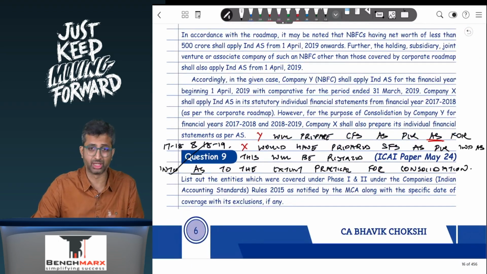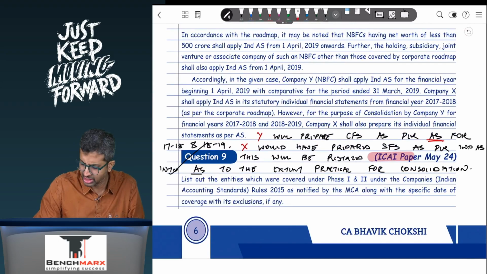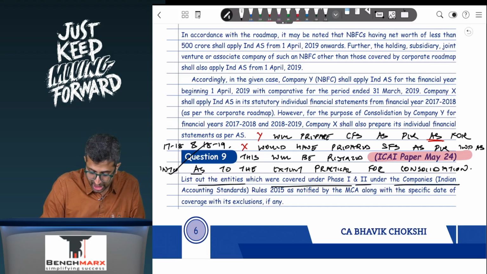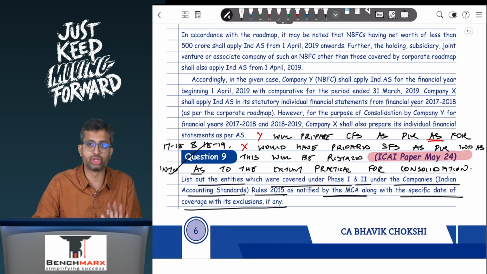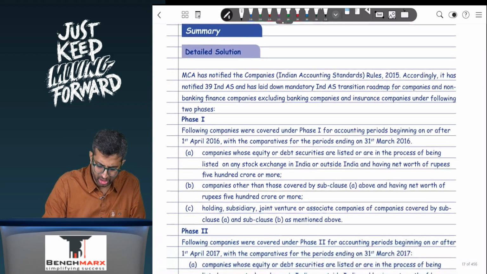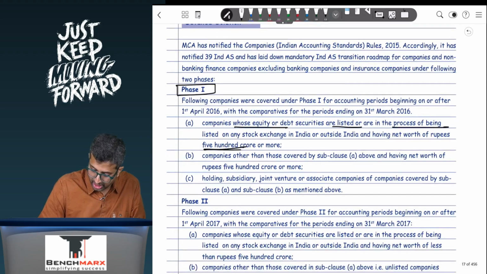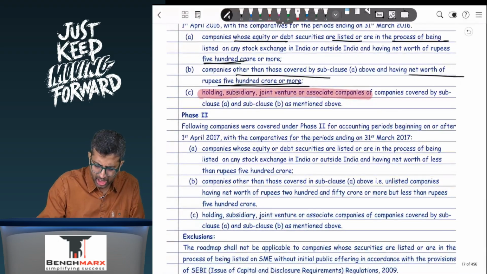the last question, question number 9, is a theory question which came in the exams. There's nothing new over here. It's a May 24 exam question: list out the entities which are covered under phase 1 and 2 of the companies Ind AS rules as notified by MCA along with the specific date and exclusions if any. So over here, as you see, the same theory: in phase 1, companies which are listed or in the process of listing, net worth of 500 crores, even companies other than those covered, that is unlisted, with a net worth of 500 crores, and then holding, subsidiary, joint venture, associate companies of the above, that is phase 1.